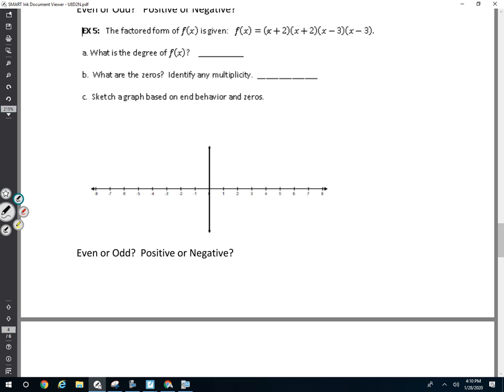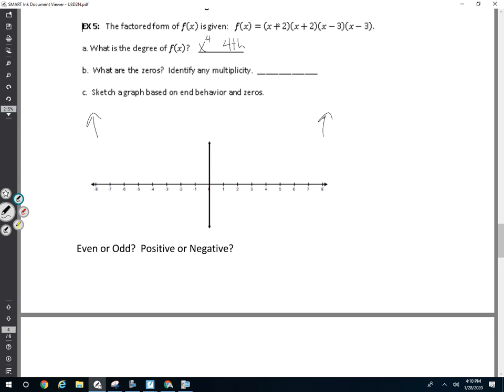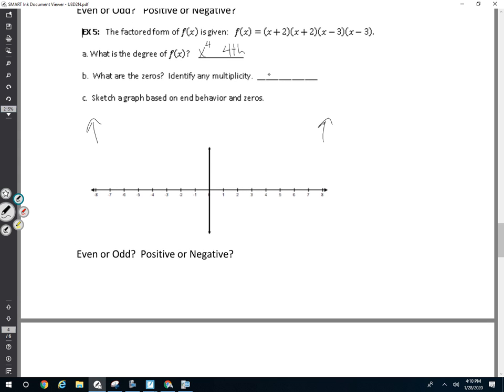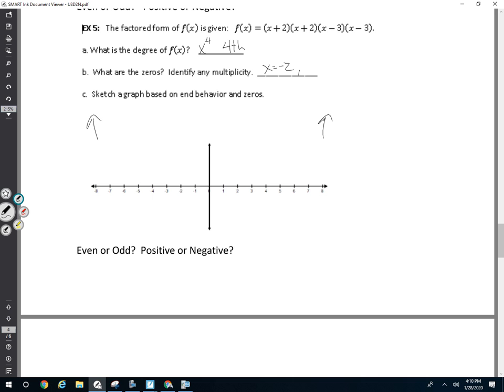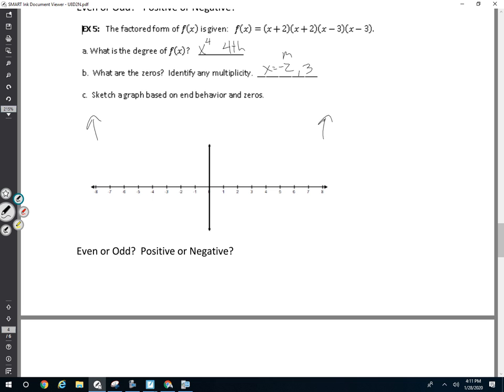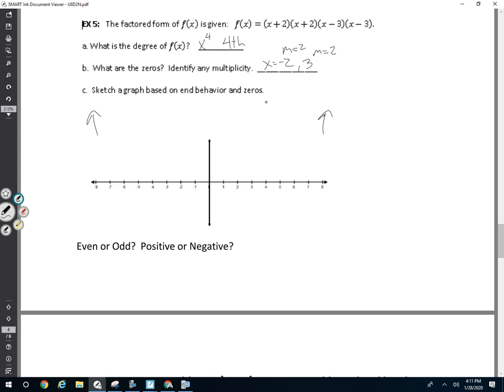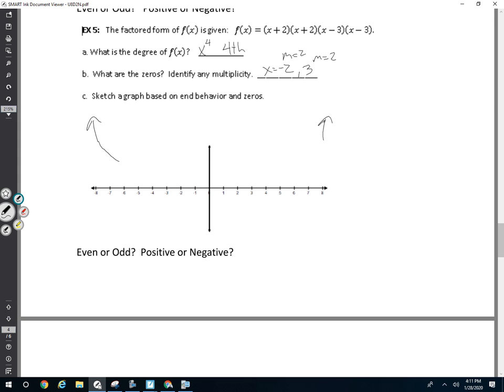x, x, x, x. If I multiplied this out, this would be an x to the fourth. So this would be a fourth degree polynomial. Fourth degree, I know the end behavior looks something like this with a positive coefficient. The zeros are at x equals -2 and x equals 3. -2 has a multiplicity of 2. 3 has a multiplicity of 2. That means I'm going to bounce off of -2. I'm going to bounce off of 3. And there's my answers.